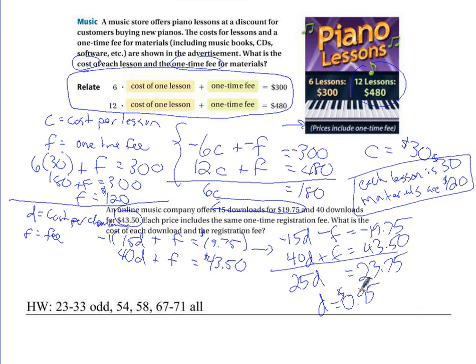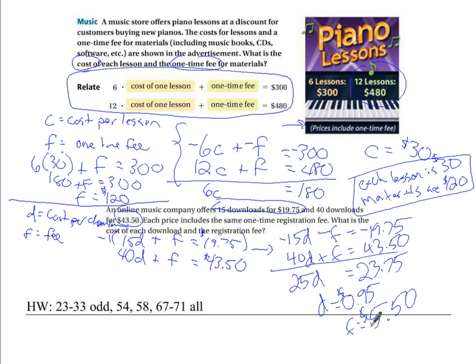So it's 95 cents per download, and then we can substitute that back into one of our original equations, always an original equation. And when we do that, since I don't have room here, I won't show the work, but we wind up with f equals what? 5.50. So it's a $5.50 initial fee.